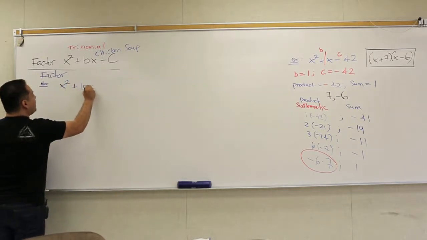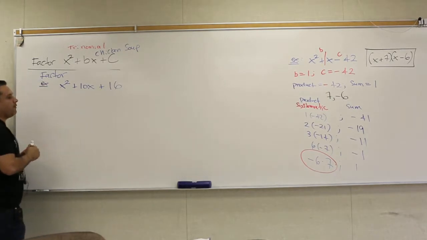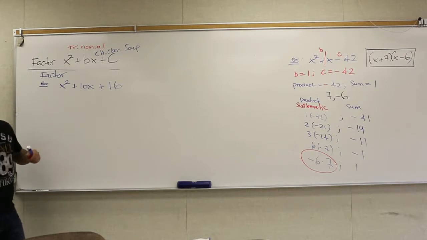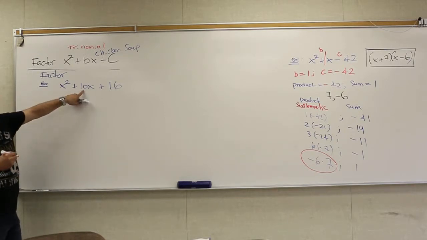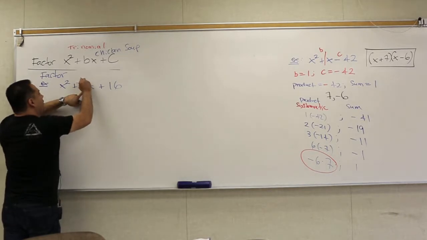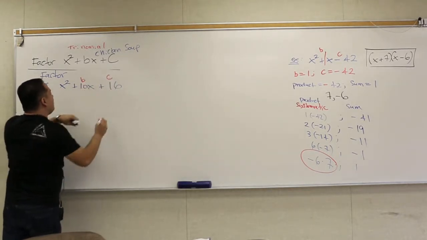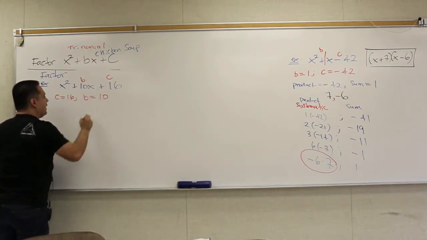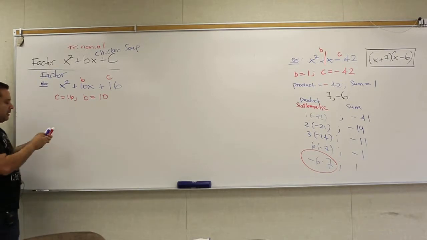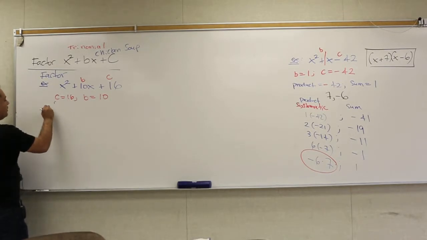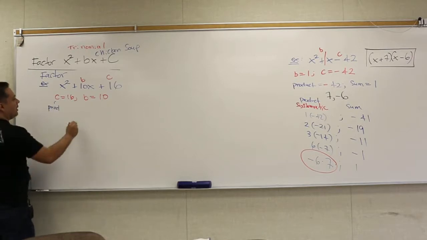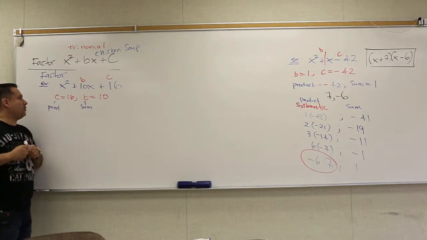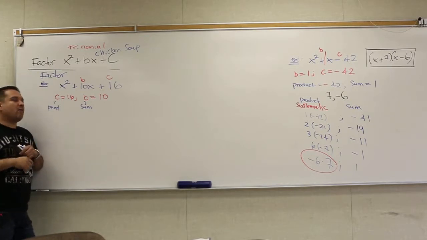X squared plus 10x plus 16. What's your first step again? Do you guys know what I kind of do when I go through this? I'll label this number 10. What is 10? B, good. What's 16? C, good. So I tell myself, C is 16 and B is 10. I always list C first because this is where I'm looking for my product. And then B is my sum. So I have to think, what two numbers multiplied together is 16, but when added is 10?